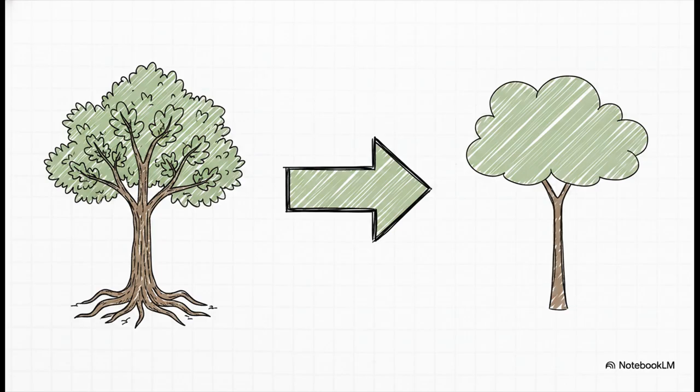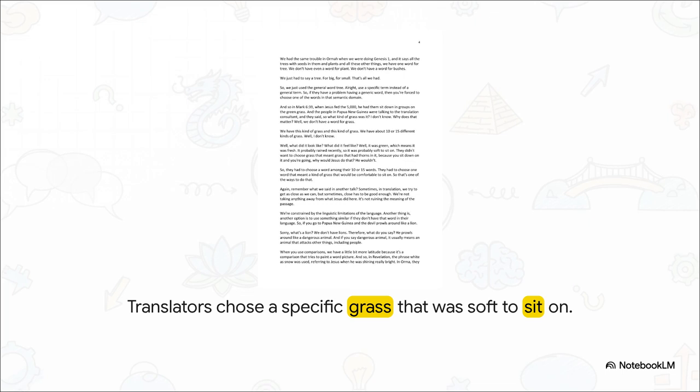But if your target language doesn't have a word for sycamore, does the exact species of tree actually change the meaning of the narrative? Not at all. So translators would simply write that Zacchaeus climbed a tree. Boom. The message stays perfectly intact.